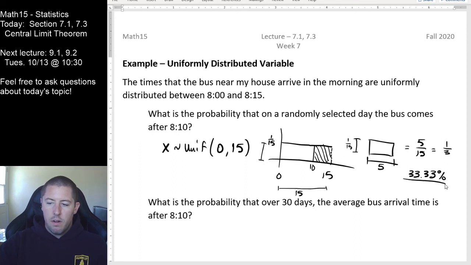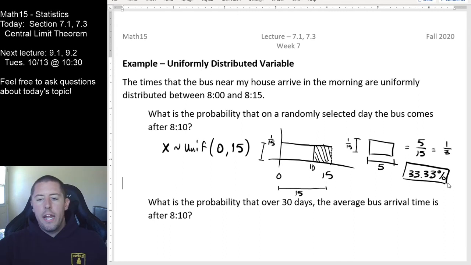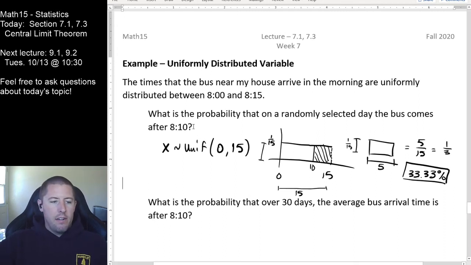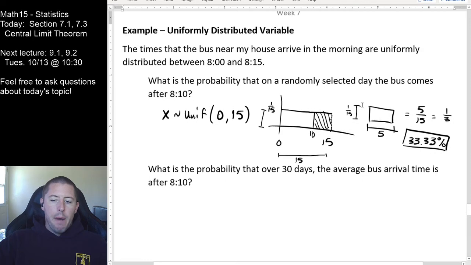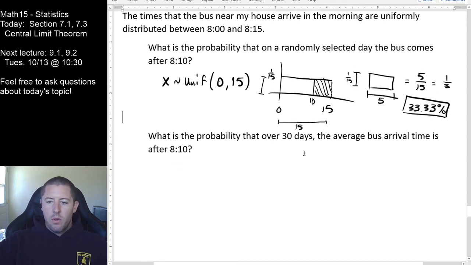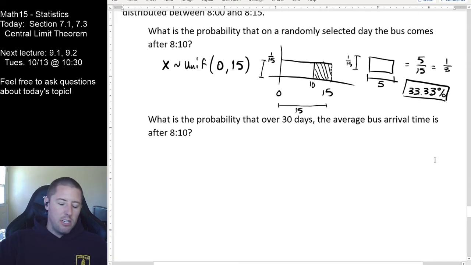33.33% chance. Right? So this is a 1 day probability right there. On 1 day, after 8:10 would be 1/3 of the minutes that are available from 8:10 to 8:15. And so there's a 1/3 chance of that occurring right there on 1 day. But what we're thinking is that on average over 30 days, it's very likely that we're going to see results that are much closer to the average arrival time for this bus right here. So what is the probability that over 30 days, the average bus arrival time is after 8:10?